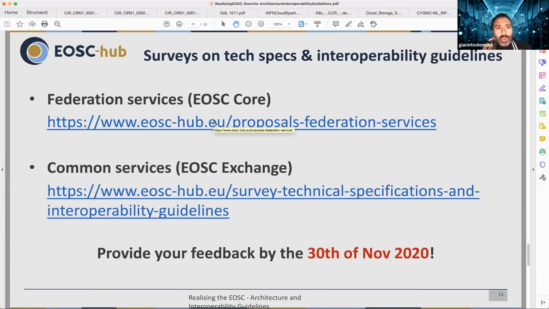Here there are two examples of requests for feedback. We are asking the community involved in or exploiting those specific services to provide feedback on our building block definitions. This would help us to improve the definitions and to have a more widely supported description, and eventually increase the number of services that are using the same interoperability guidelines.